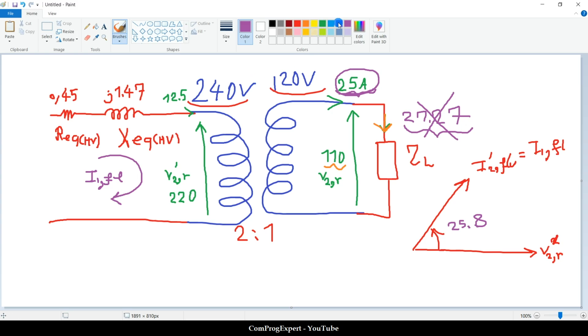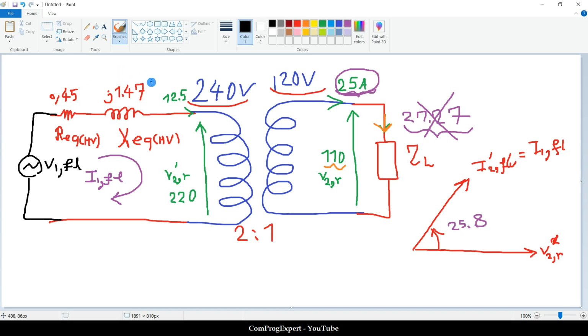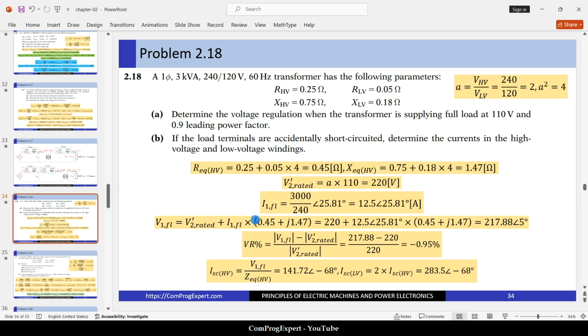This voltage, this is the input voltage, V1 for the full load operating condition. Yes, you just need to write a KVL here. Okay, V1 full load is V2 prime rated one plus the full load current of the primary times the equivalent impedance that we have here. We need to calculate the voltage drop. So finally, if you do the math, we will have this number.